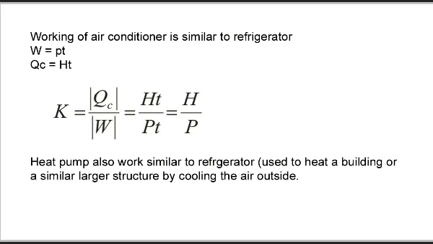In an air conditioner, the size of the refrigerator is increased. The interior of the refrigerator increases and turns into a room. So the cooling coil will be spread all around the room, and the hot coils will be kept outside the room. The heat from the room will be taken by the refrigerant and moved outside the house, and the heat is delivered outside the room.